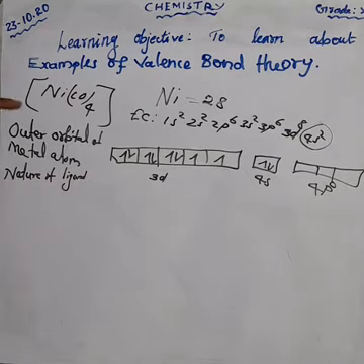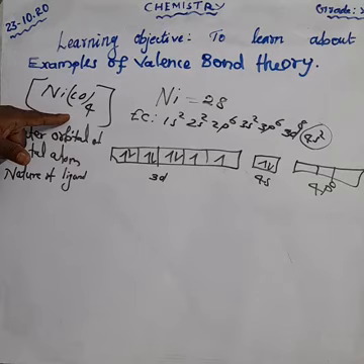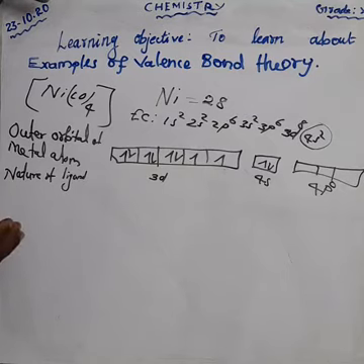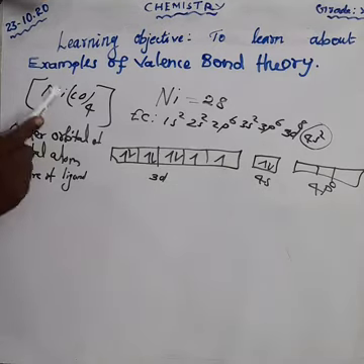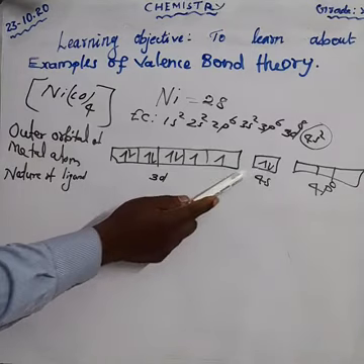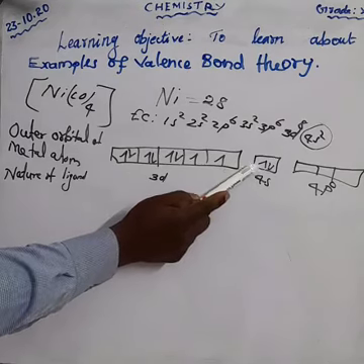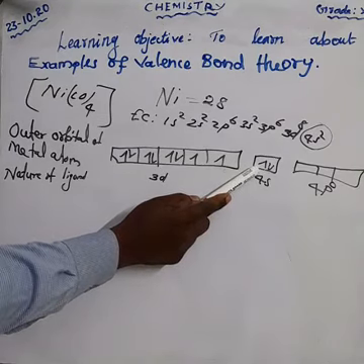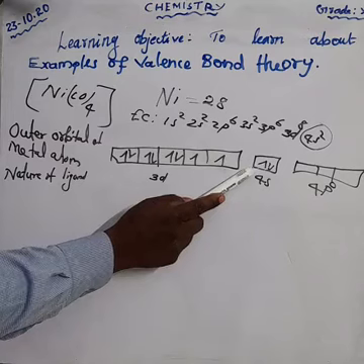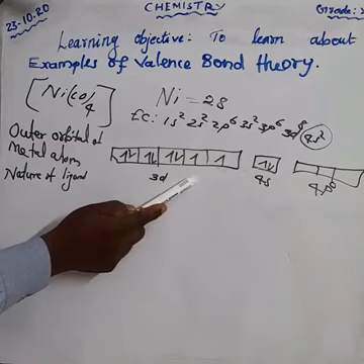Here, carbonyl is the ligand, a neutral compound. Here, a strong field ligand causes the pairing of the 4s electrons. This is the strong ligand. Pairing takes place in the d subshell. The 4s electrons, two electrons, are paired in the d subshell.